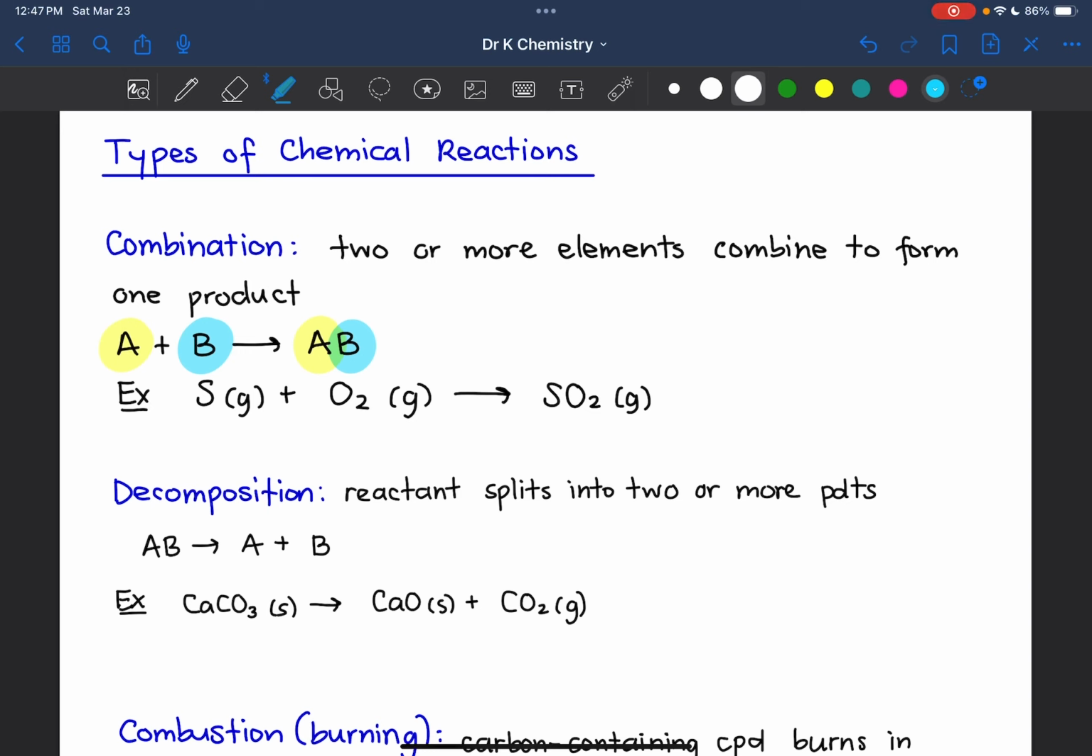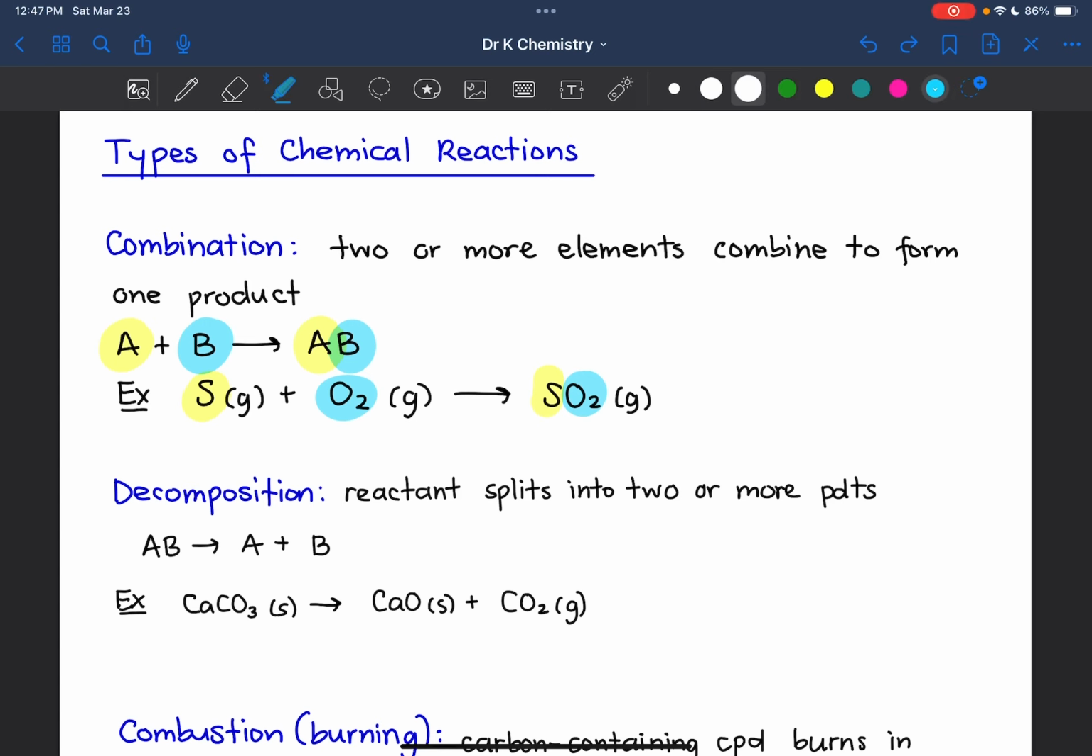So one example of that would be if sulfur reacts with oxygen gas to produce sulfur dioxide. So here, sulfur was by itself, oxygen was by itself, and now we fuse them together chemically into one compound. And that's a combination reaction. We start with 2 or more elements and we combine them into a new product.